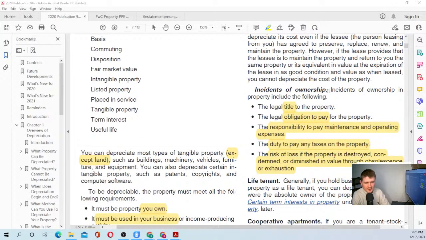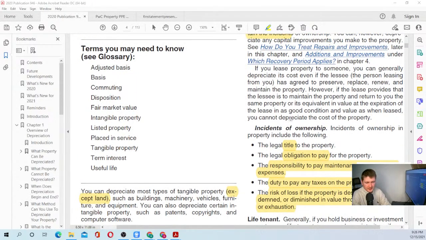And what is incidence of ownership? It's the legal title to the property, the legal obligation to pay for the property, the responsibility to pay maintenance and operating expense, the duty to pay any taxes on the property, the risk of loss in the property if the property is destroyed, condemned, or diminished. So basically, depending on the lease conditions, it will be either the lessee who can depreciate the property, so the one who is leasing the property, or the initial owner.